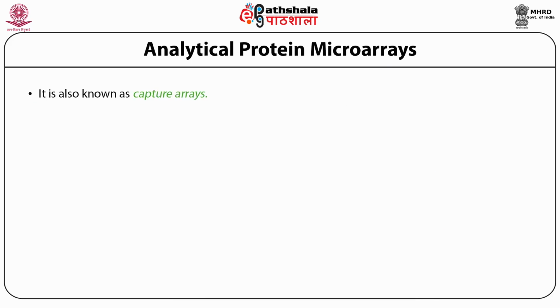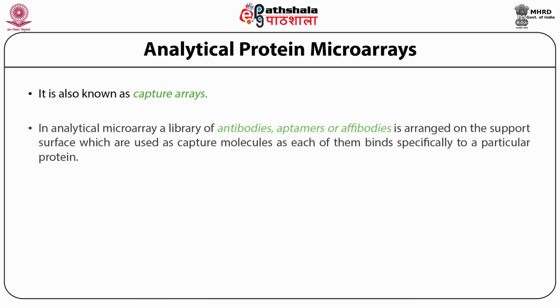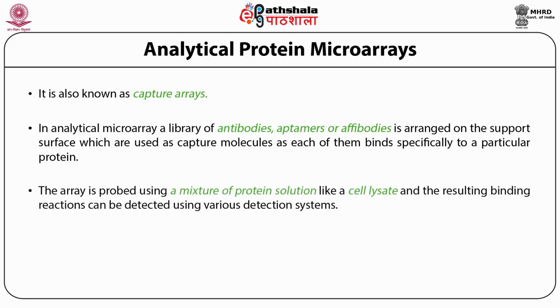Analytical protein microarrays. It is also known as capture arrays. In analytical microarrays, a library of antibodies, aptamers, or affibodies is arranged on a solid support surface, which are used to capture molecules as each of them binds specifically to a particular protein. The array is probed using a mixture of protein solution like a cell lysate, and the resulting binding reactions can be detected using various detection systems.